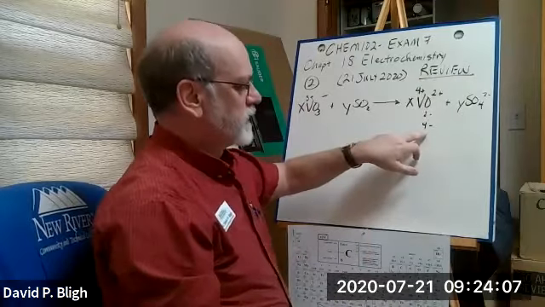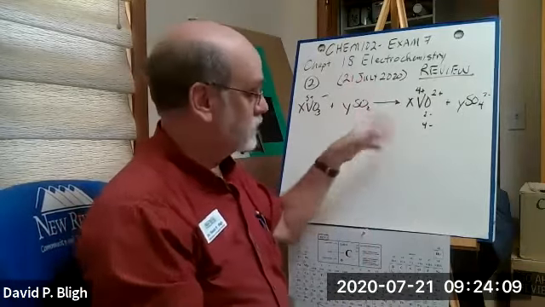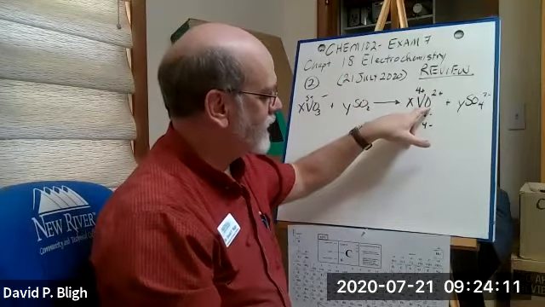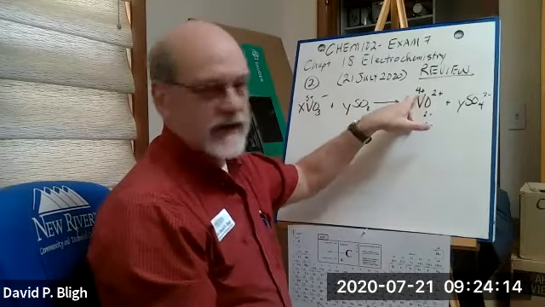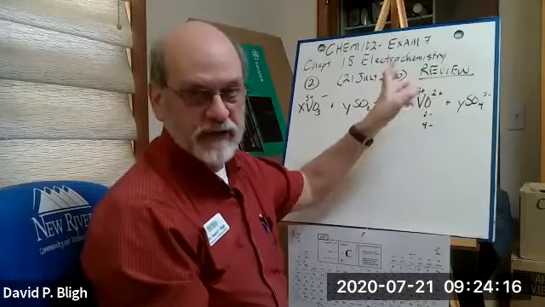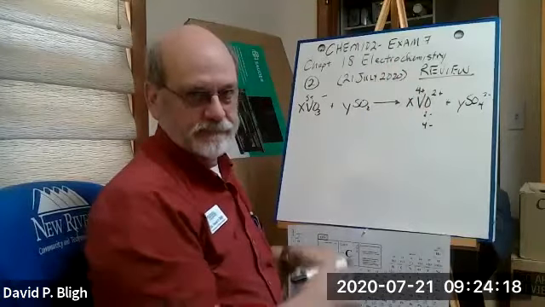Okay, so let's just check ourselves to see if we're right. If this is 2 minus, then 2 minus and a 4 plus gives you 2 plus left over. So we're good there.